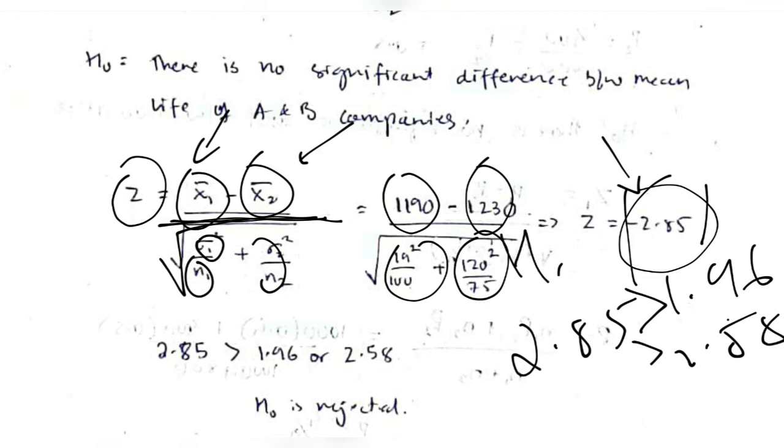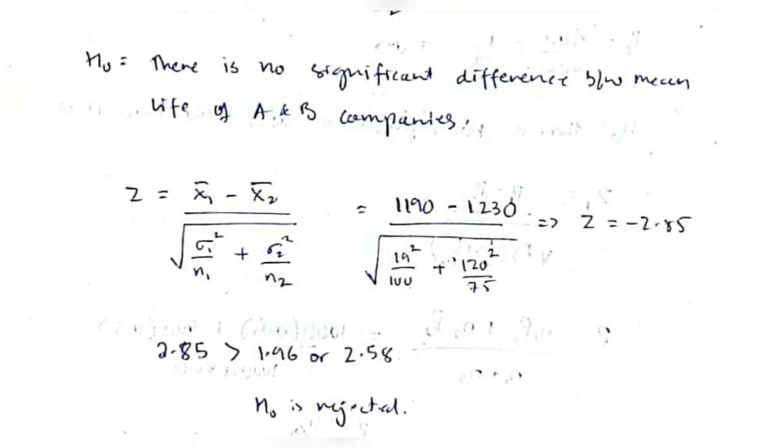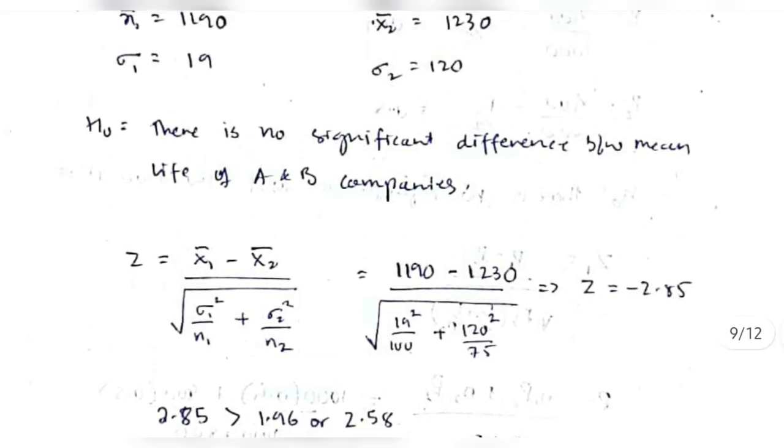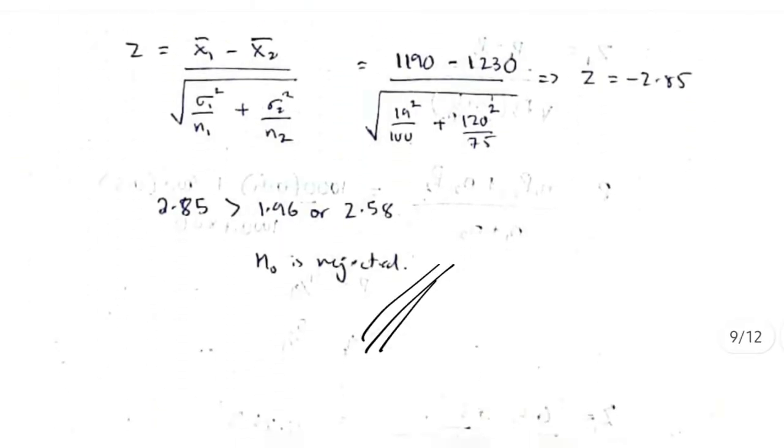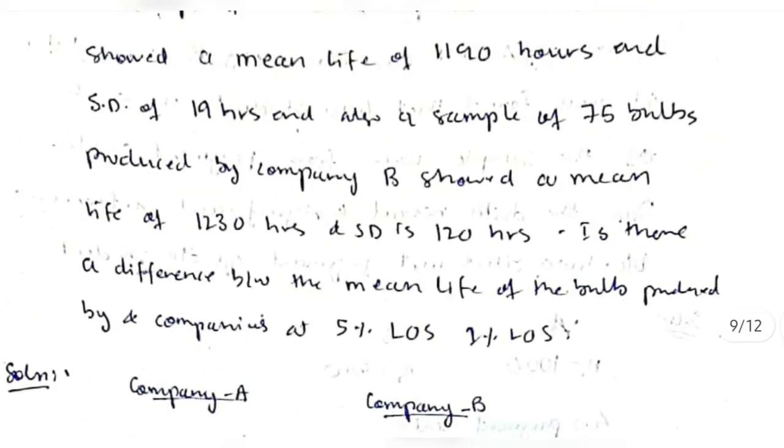Therefore the hypothesis will be rejected. It should be less than that, then only we will be accepting it. Okay, so the hypothesis is rejected, so this hypothesis is not considered. So that means there is a significant difference. There is a significant difference between the mean values of the A and B companies. Okay, that's the final answer. So this was the sixth type.